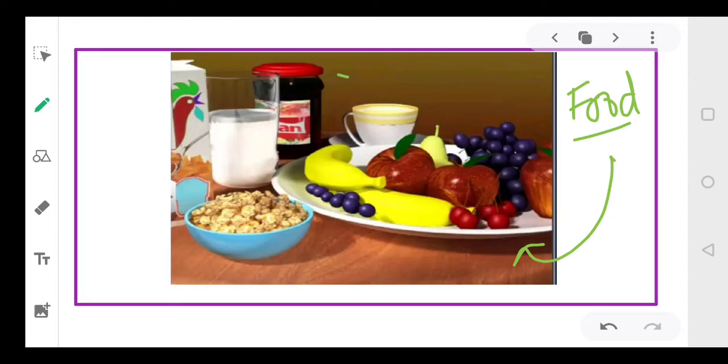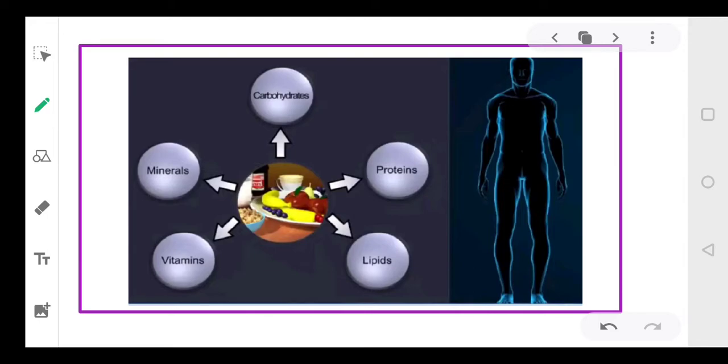And we take a variety of food components, isn't it? We eat fruits, we eat vegetables, we take milk. Basically, we're talking about the balanced diet. We eat a variety of food components, and each variety is very, very essential for us, right? These food components basically contain 5 nutrients: carbohydrates, proteins, lipids, vitamins and minerals. These 5 components are very, very important.